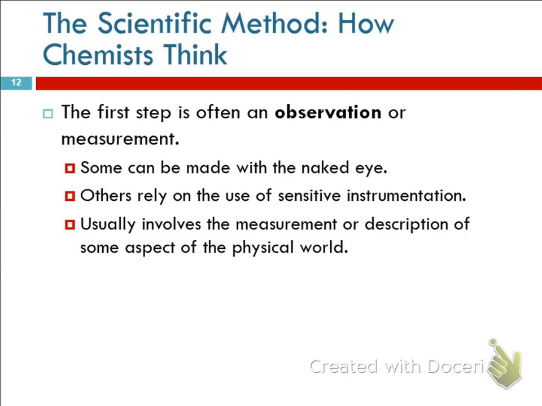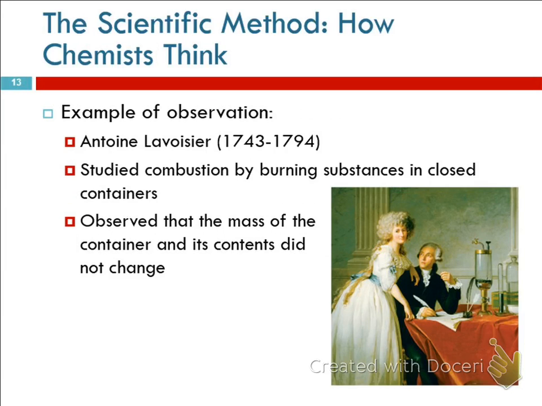So the first step in the scientific method is generally an observation. An observation or a measurement. There are different types of observations. Some of them you can make with your naked eye. Others require instruments, either measuring devices or perhaps fancy microscopes or something like this. But it usually involves some measurement or description of some aspect of the physical world. You observe something.